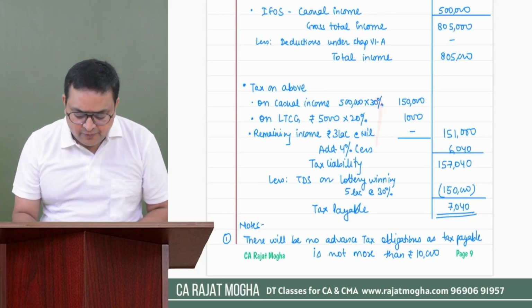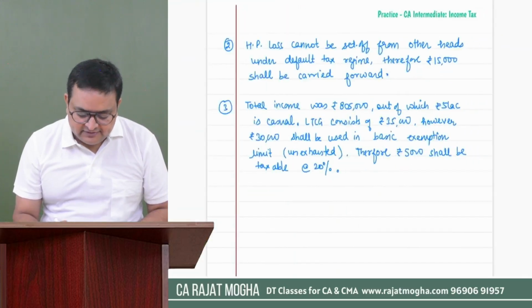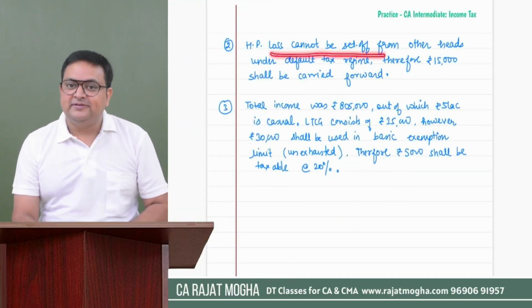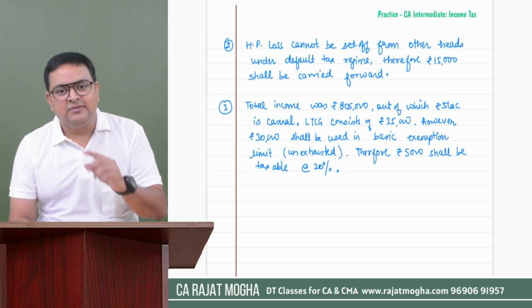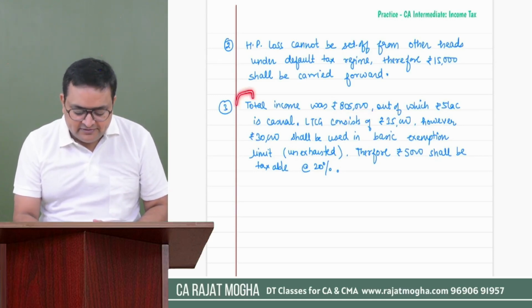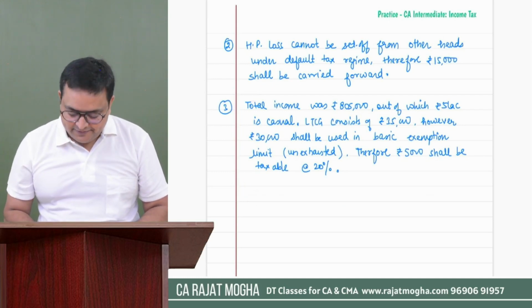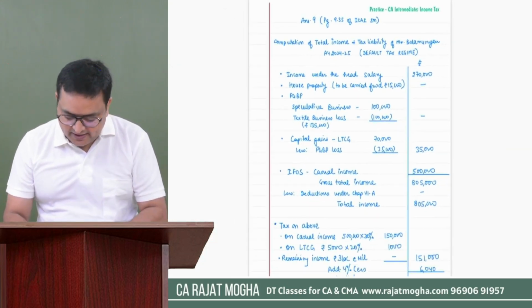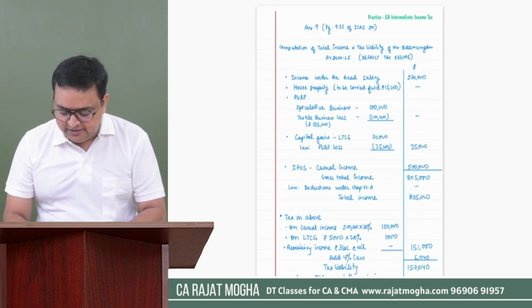Also, I have mentioned over here how I have calculated this tax. First of all, house property loss cannot be set off against other heads when you follow the default tax regime, so it will be carried forward. And how we have calculated the tax, I have also mentioned over here. Correct. So this was question number 9.